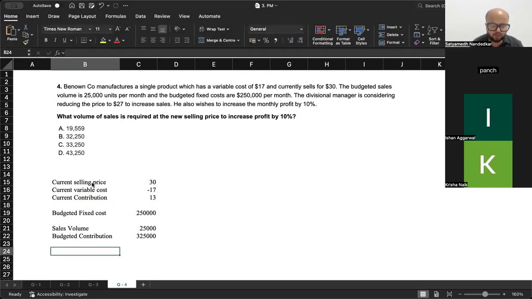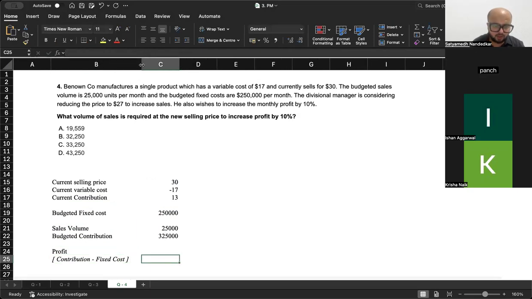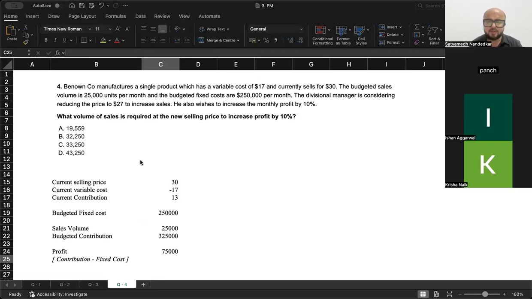So what is basically our budgeted contribution? 3,25,000. So right now, what is the profit? Profit is contribution minus cost. How much is it? Because ultimately, we are interested in the profit figure. So 325 minus 2,50,000, that is 75,000. Okay. Now, what does he want?